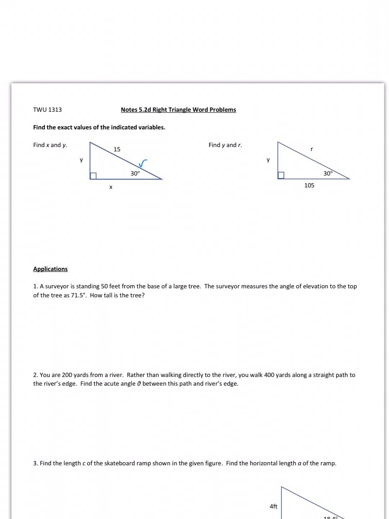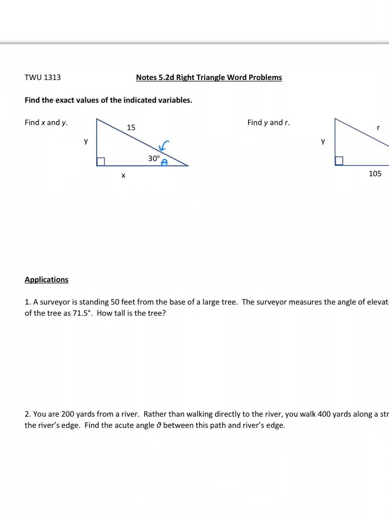Well, notice our angle of theta is given, 30 degrees, and the hypotenuse is 15. So we're going to have to do two different equations because we're solving for two different variables. Let's find x first. Well, x is the adjacent side, and this is the hypotenuse, right? So I have to decide which trig ratio uses adjacent and hypotenuse. That would be cosine. So I would say the cosine of 30 is equal to x over my hypotenuse.